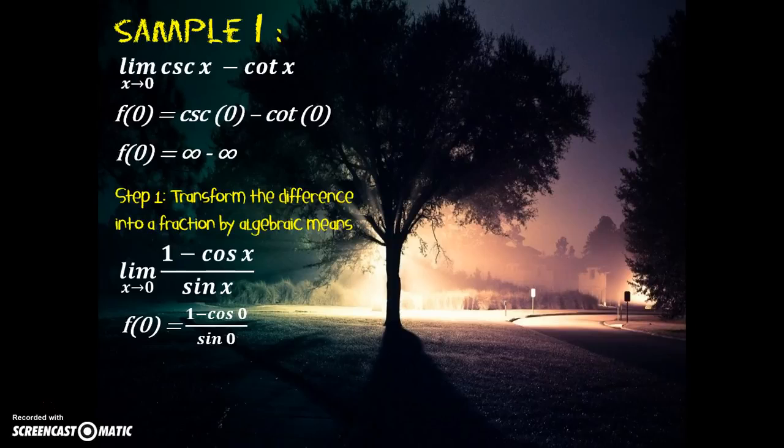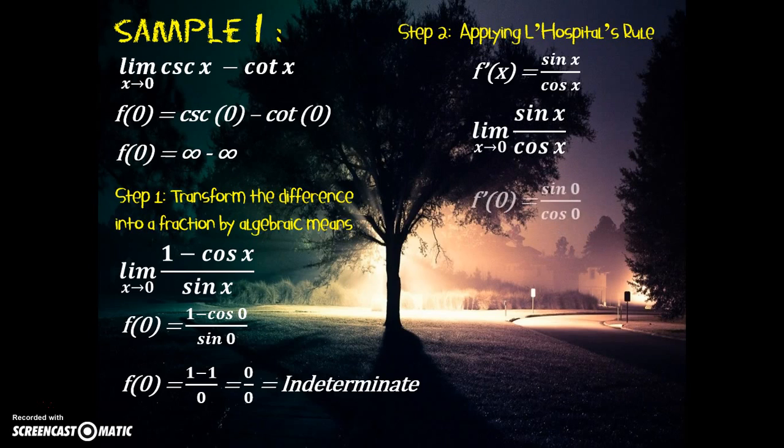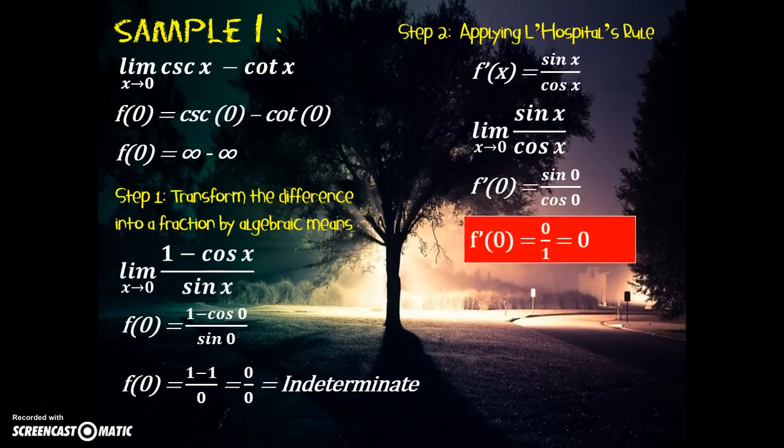Substitute x. So f of 0 is equal to 1 minus cosine 0 over sine 0. The result is 0 over 0 and is still an indeterminate form. So you will have to use L'Hopital's rule again. Since 1 is a constant, its derivative will be 0. The derivative of negative cosine x is sine x. And the derivative of sine x is cosine x. Substitute x. So f prime of 0 is equal to sine 0 over cosine 0, which will result to 0 over 1 or 0.